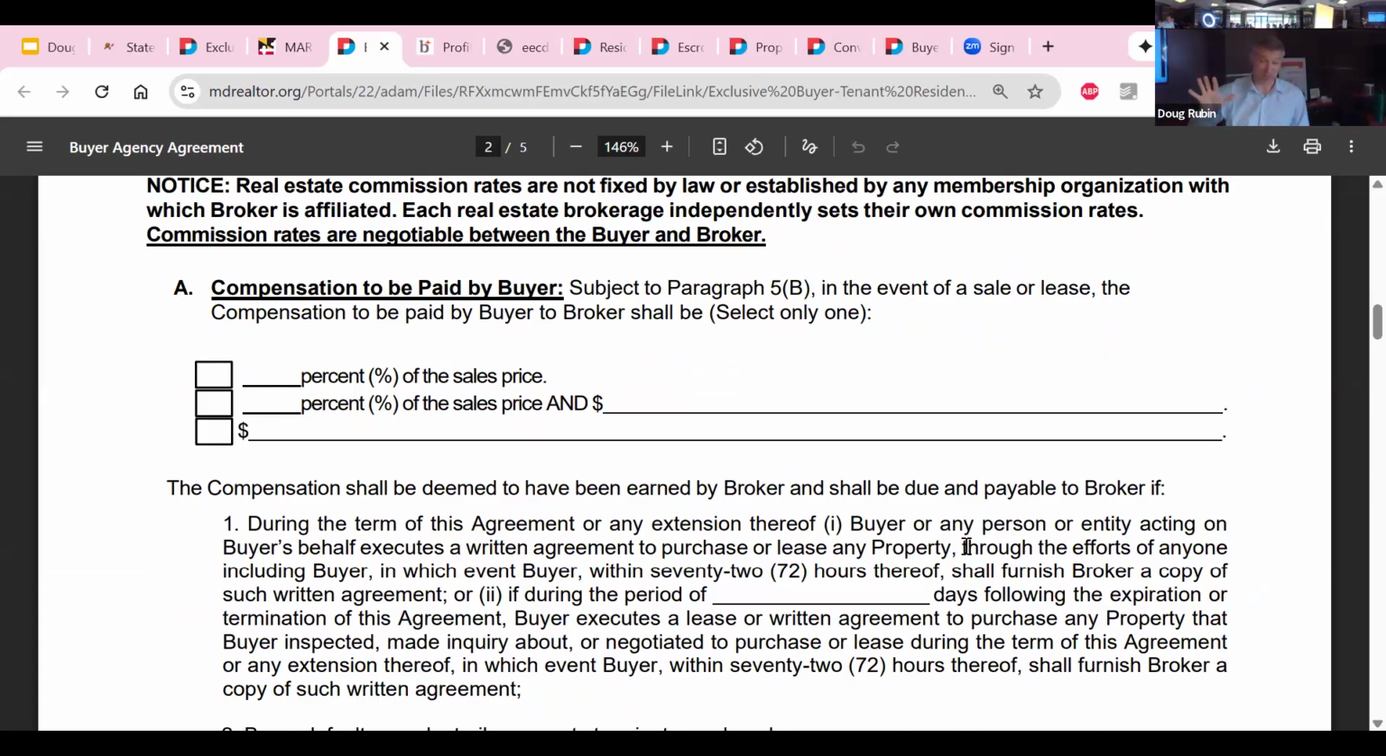So there's more paperwork involved to get paid. This used to be pretty straightforward. It was still confusing, but the benefit of the old system was that the contractual compensation piece was already baked in. On the MLS, it said, you get 3%. That is an offer by contract. If you bring a buyer, that is an acceptance of that offer, boom, bam, broker gets paid.